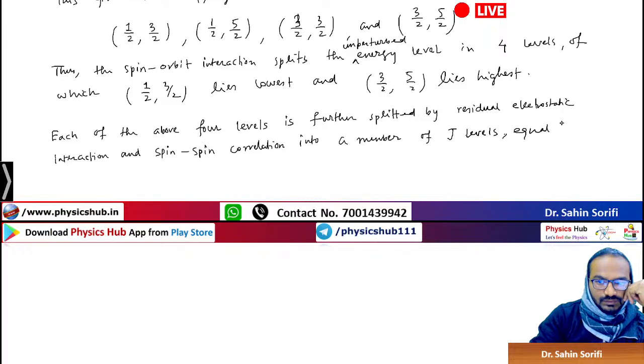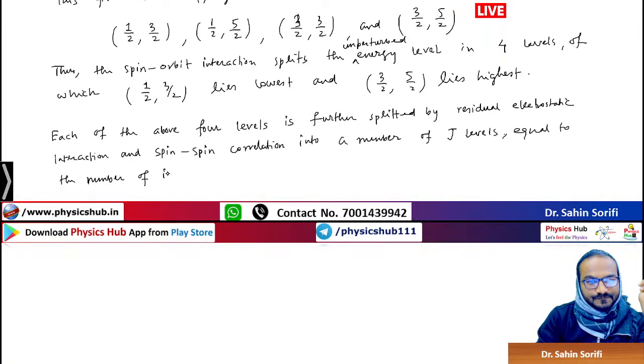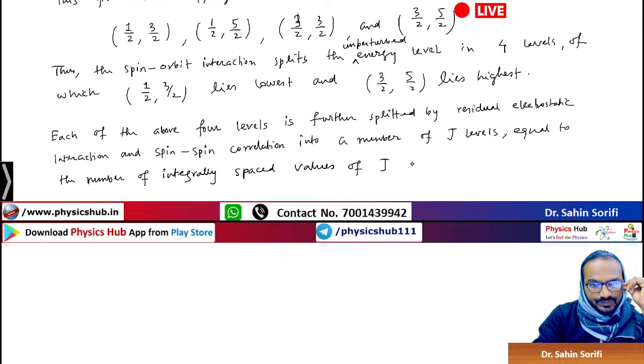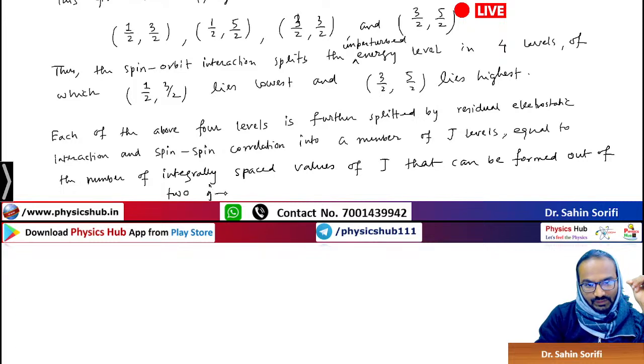and that is equal to the number of, as I have told you, it is separated by 1 unit. You see, it is a minimum plus 1, next will be plus 2, plus 3, and so on. Number of integrally spaced values of J that can be formed out of 2 J values. Here only 2 J values are concerned.